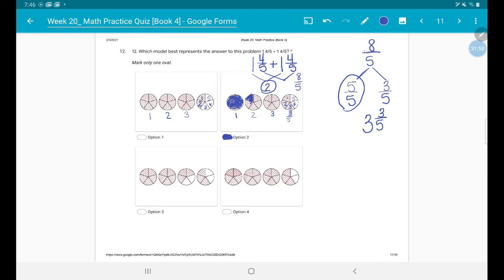And 1, 2, 3, 4 fifths. I'm going to change colors, and I'm going to add another 1. I'm going to shade 1 whole here, and 4/5 more. 1, 2, 3, 4. So that just gives you another visual representation of why that would equal 3 wholes and 3/5.